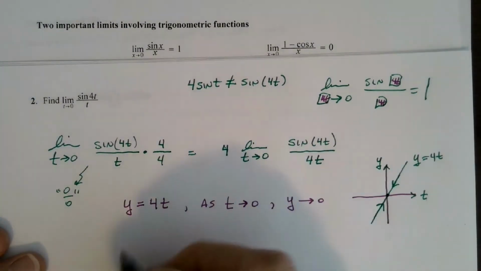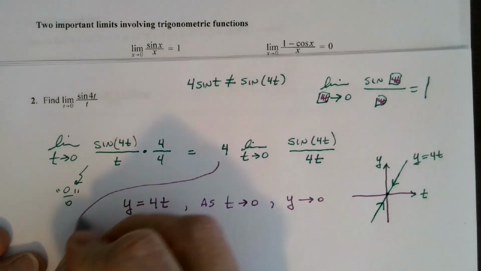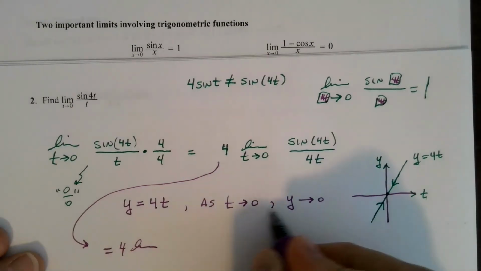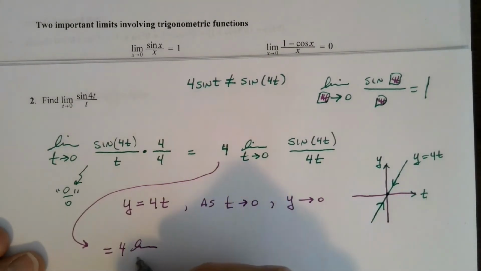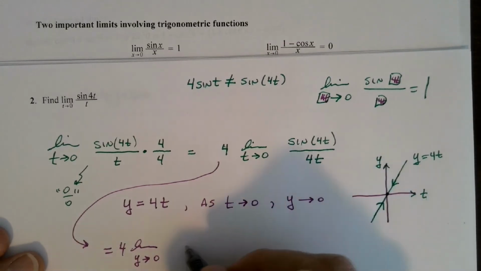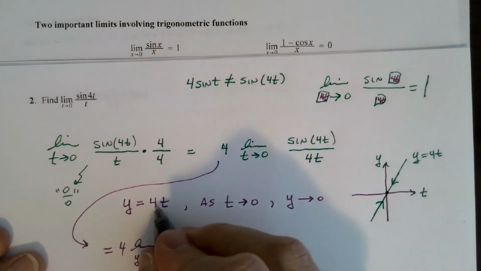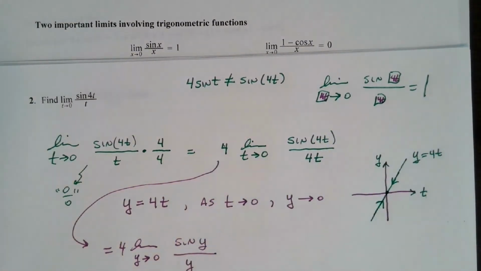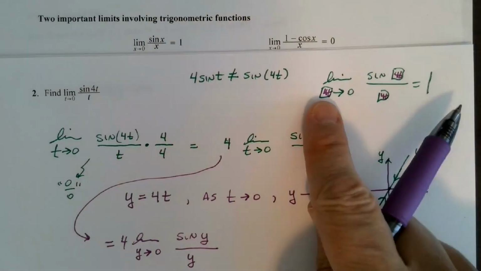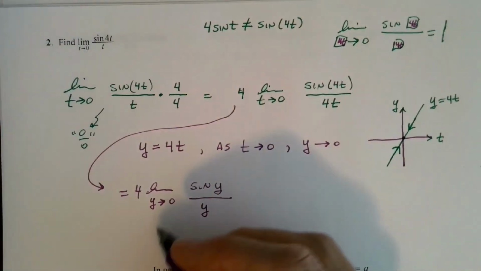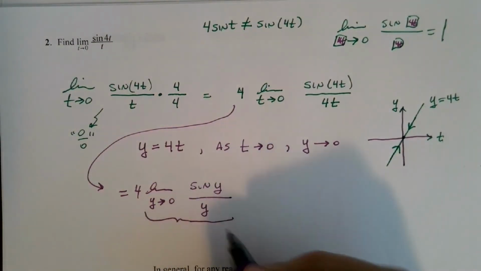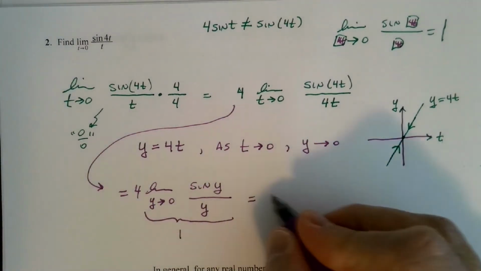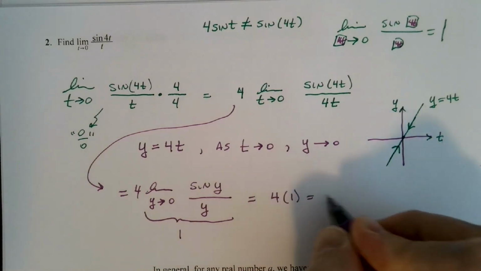So this limit becomes 4 times the limit as t goes to 0, but if t goes to 0, y goes to 0, of sine of 4t over 4t. What's 4t equal to? y. I've just renamed 4t as y, so I've got y, y, y in all the boxes. And therefore, what do I know about this expression now? Now we're set. Everything's the same: y, y, y. This limit is 1. 4 times 1 is 4, which is the limit.